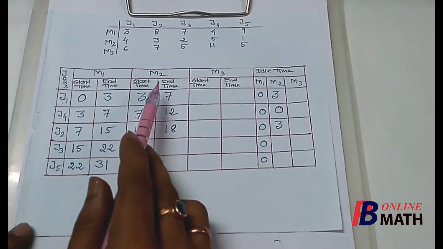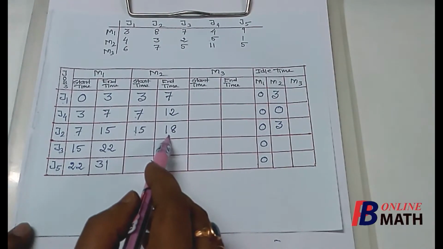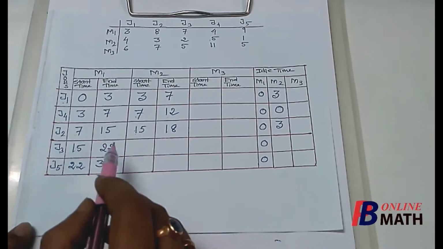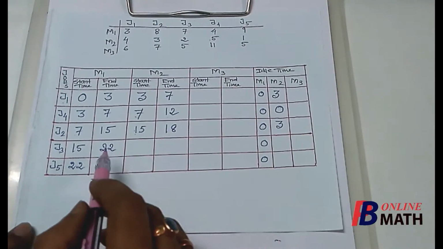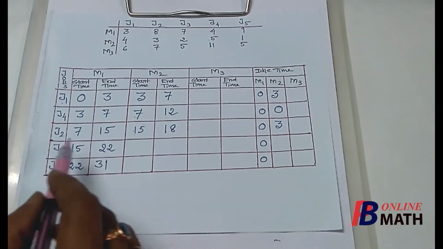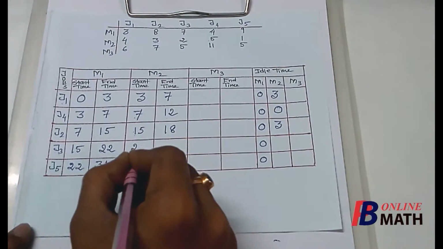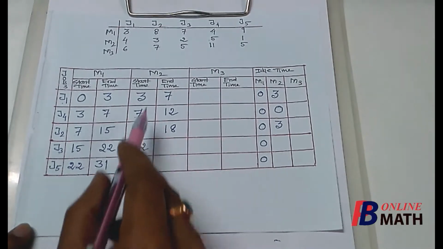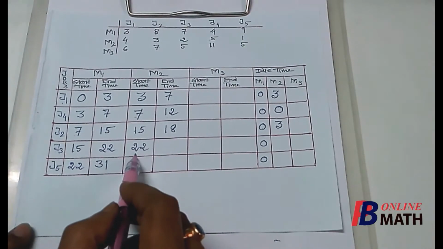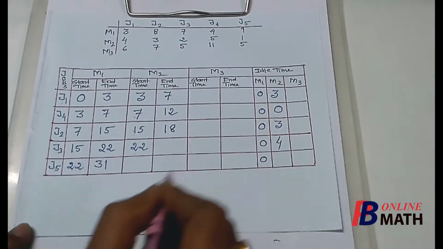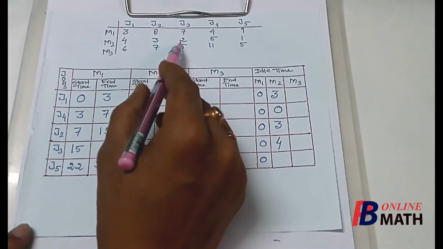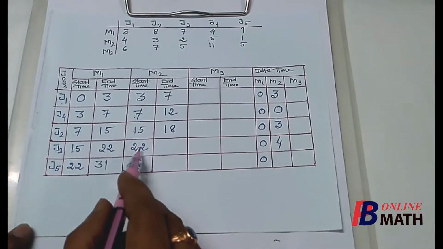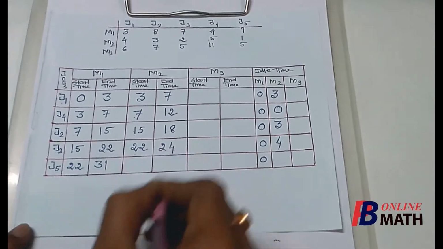Now the machine M2 is ready to process the next job after 18 units of time, but the next job J3 is available to M2 only after 22 units of time. So the start time of J3 on M2 will be 22 units of time. The machine M2 remains idle here for 22 minus 18, that is for 4 units of time. J3 takes 2 units of time on M2, so the end time for J3 on M2 will be 22 plus 2, which is 24.